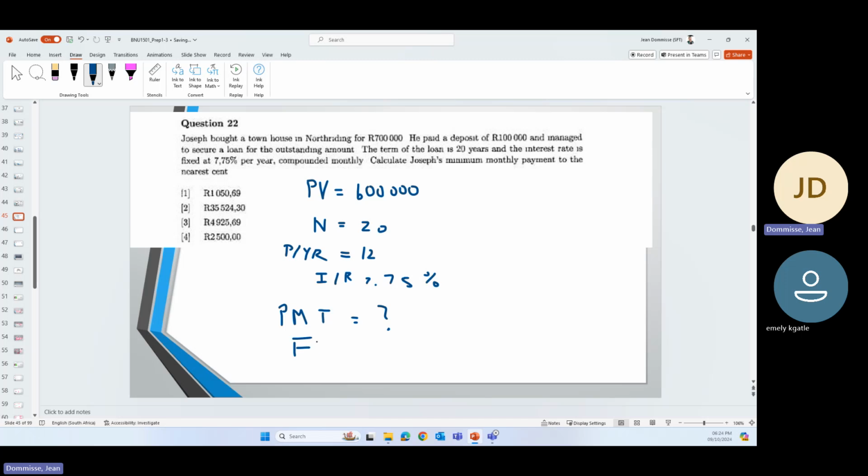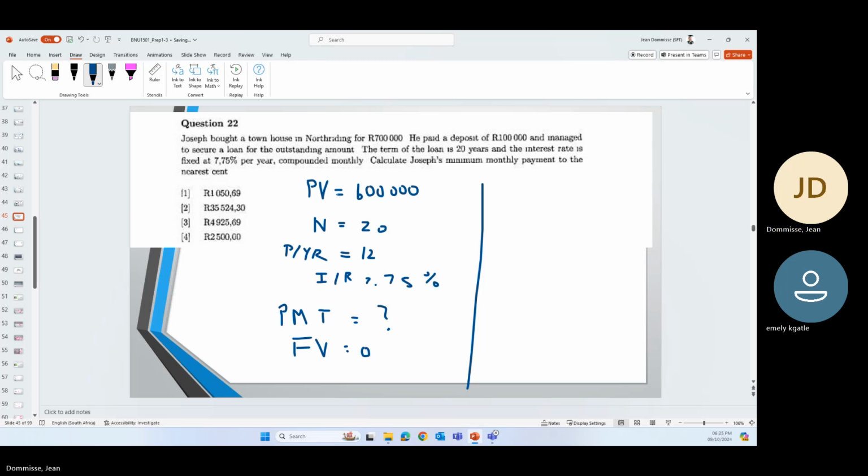Remember, because it's a loan, we know that at the end of our loan term, the loan will be paid off. So our future value would be equal to 0, because you have paid off the loan. So we can do it via our financial calculator. I would say present value is equal to minus 600,000. I'm going to put in 0 future value just so that it clears any other work that I've done. We know we need to put it in 12 times per year for 20 years.